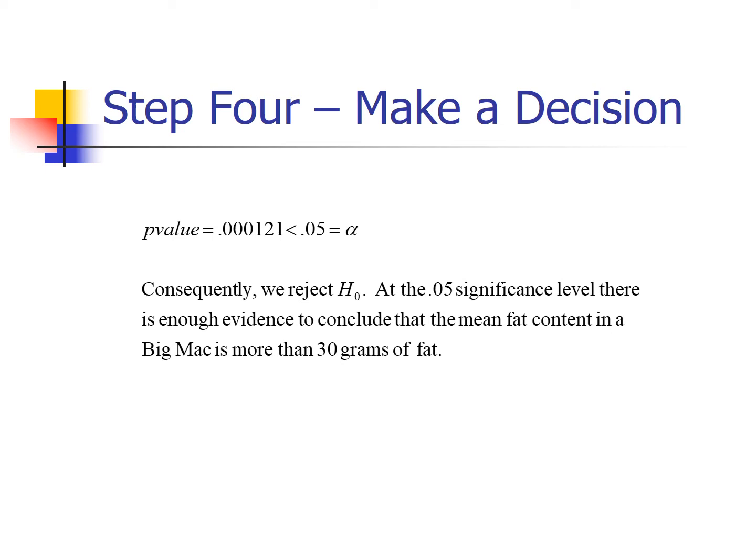Put in the context of the problem, always an important step, we would say at the 0.05 significance level, there is enough evidence to conclude that the mean fat content in a Big Mac is more than 30 grams of fat. When we're putting it in the context of the problem, we're always really looking at that alternative hypothesis. That's the claim that we're trying to make, or the claim that we're investigating. And we're always basically saying that there is or is not enough evidence to substantiate that claim. In this case, a small p-value indicates that there is a strong amount of evidence. So we would ultimately say that McDonald's is lying, your words, not mine. And as a government watchdog agency, maybe we would force them to relabel their Big Mac nutritional information.